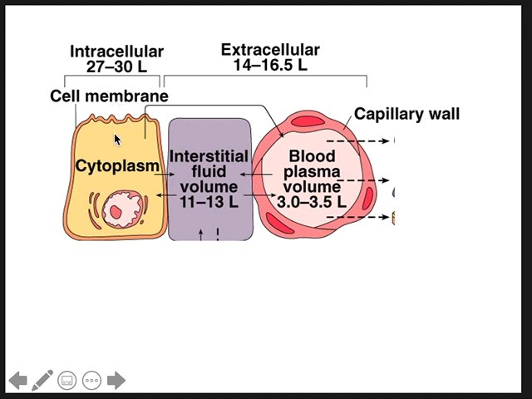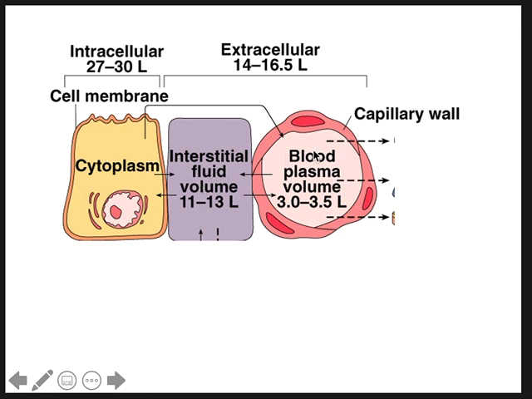Your body is made up of trillions of cells, right? All the tissues in your body. And every single cell has fluid in it, cytoplasm. So that makes up 27 to 30 liters. And then all the other fluid is going to be in the tissues, but not inside of the cell, and we call that interstitial fluid.